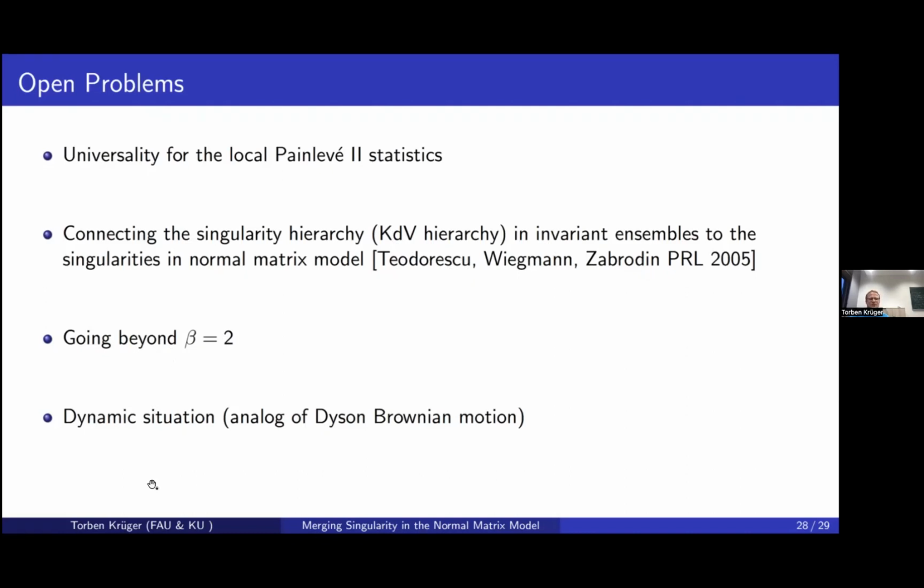And then also what would be interesting is to understand a dynamic situation. So this kind of merging singularity, of course, can also appear if you look at the Coulomb gas with some dynamics, basically like Dyson Brownian motion. So particles can wiggle and then have this log interaction, and then they will also form this kind of merging singularity. And then one could also ask the question of what happens to the universality classes at these singularities.